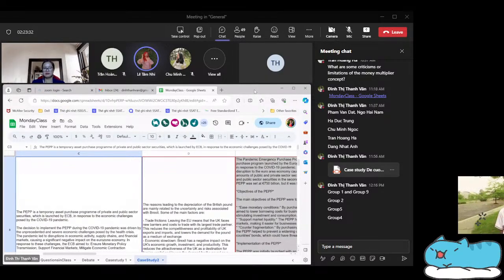The implementation of PEPP. The PEPP was initially launched with an envelope of 950 billion, which was later increased to 1.85 trillion. The program was implemented in a flexible manner, with the ECB adjusting its purchase volume and asset classes in response to market conditions.